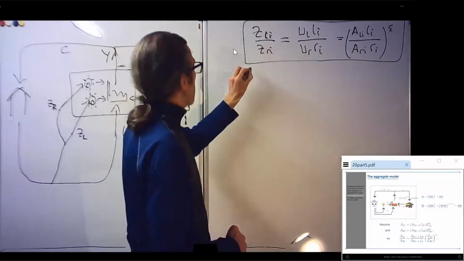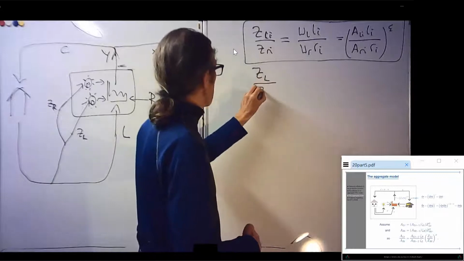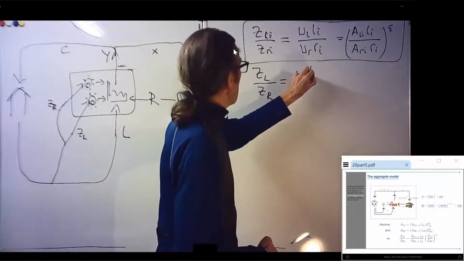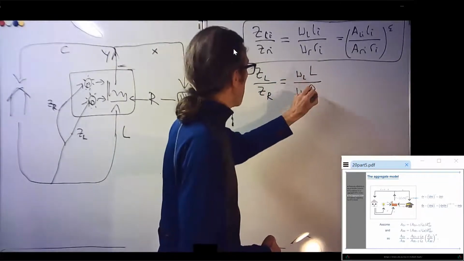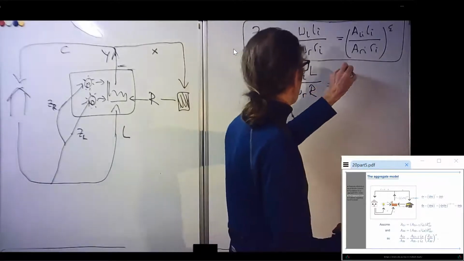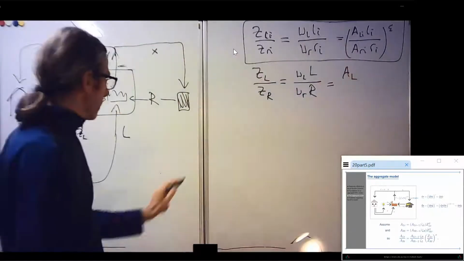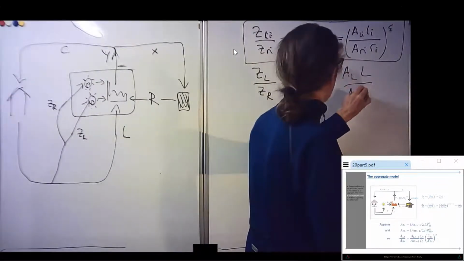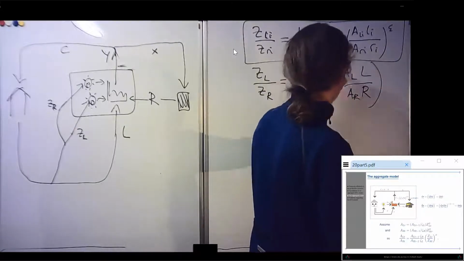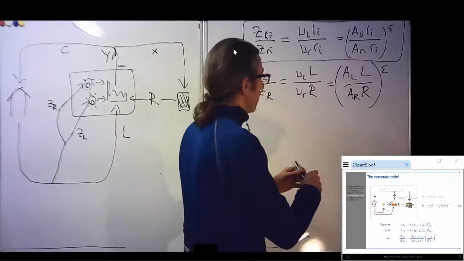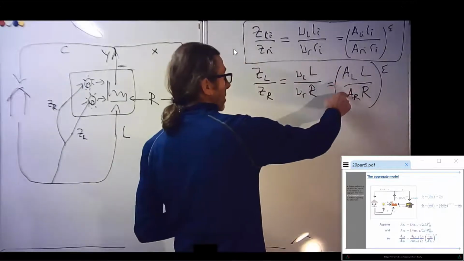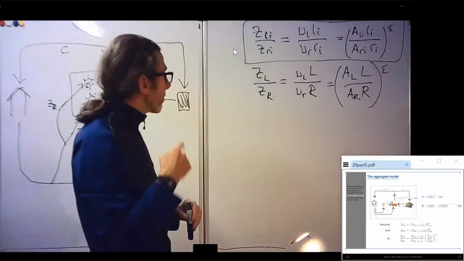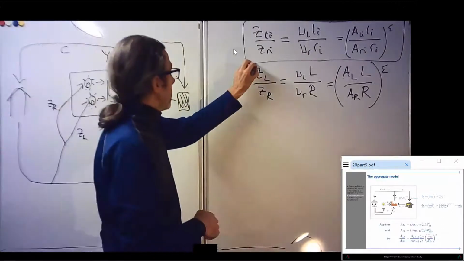So when we aggregate across all the firms, we end up with big ZL over big ZR equal to WL big L over WR big R, which is equal to, from the result I brought up down here, AL L over AR R to the epsilon, where these are the overall general knowledge levels, which are the sum of all the knowledge levels for each of the firms. So this is what happens in the aggregate.